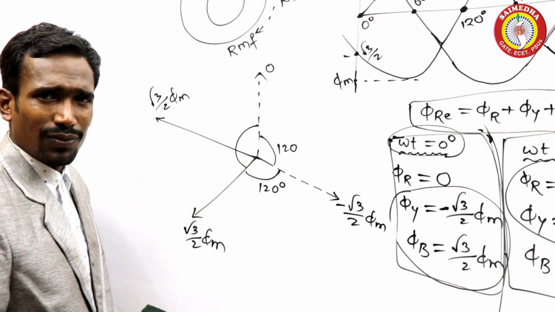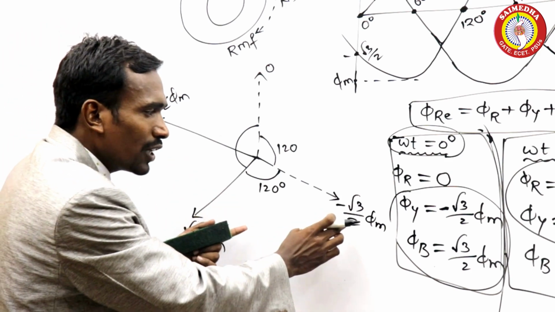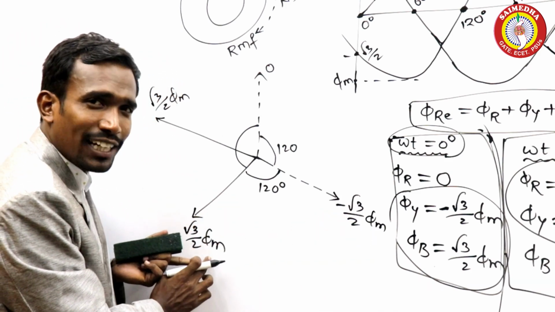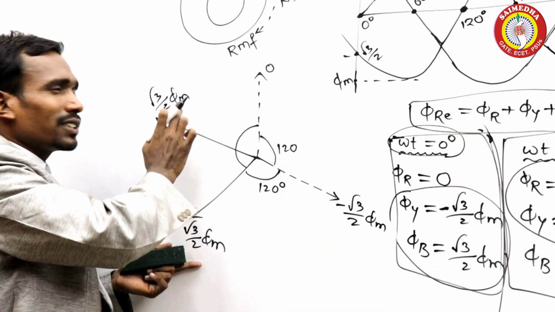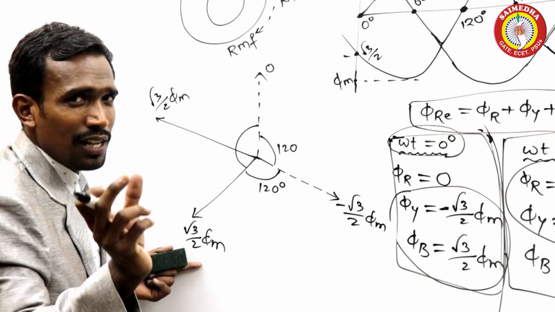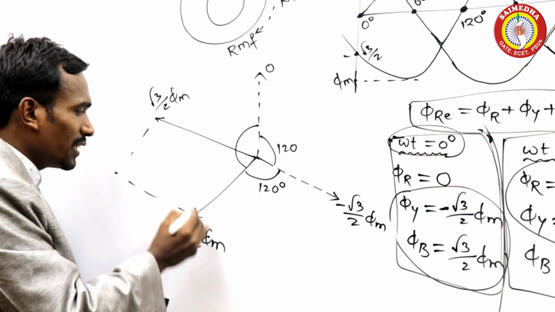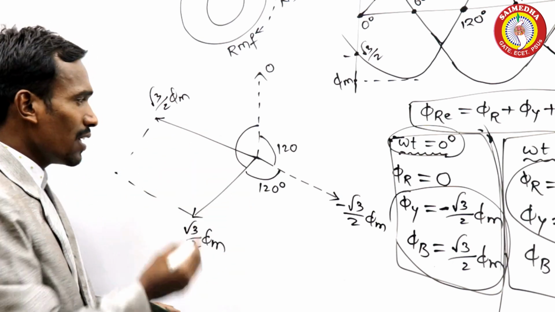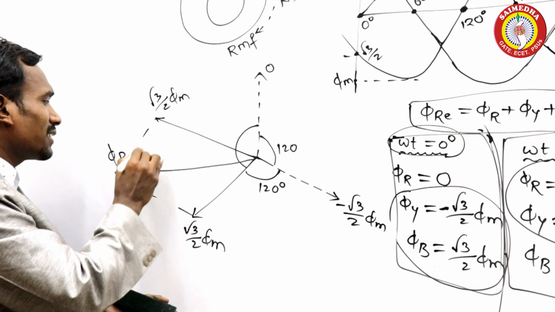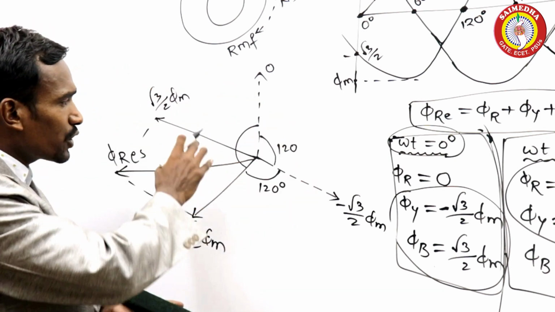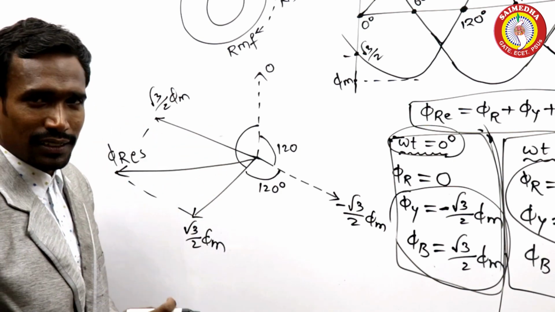Okay, now I want to add them. Actually, I want to add this Y phase and B phase. I'm taking this as positive just for easy analysis. Now I'm going to add these two fluxes. The vector sum of these two fluxes is called the resultant flux.